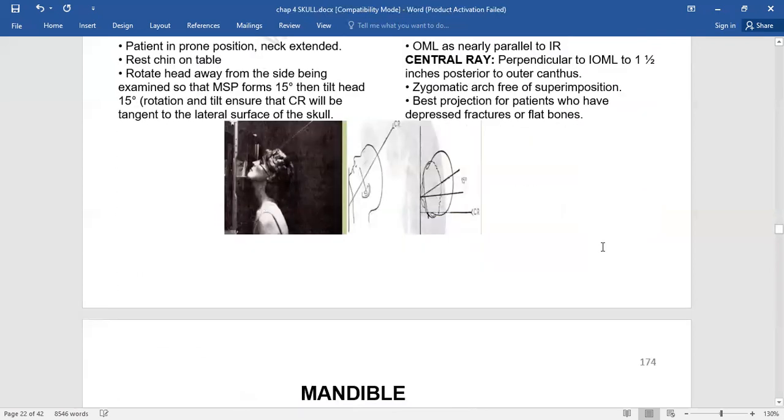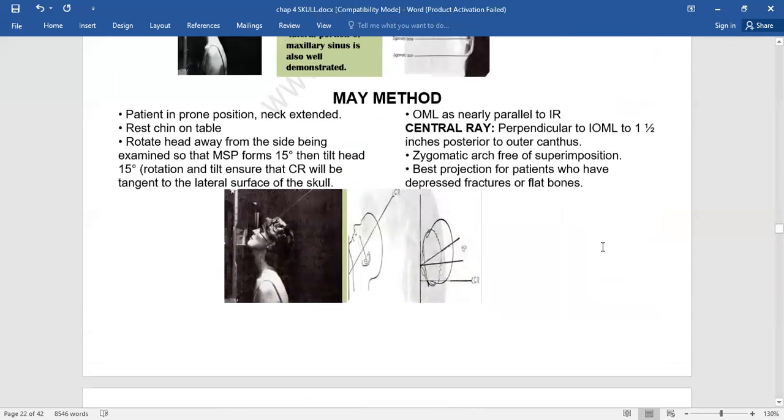Next is the May method. So May method, patient in prone position, neck is extended as you can see there sa ating picture. So chin is resting on the table, the head is rotated to the side being examined so that the MSP forms 15 degrees. Then the head is tilted also 15 degrees, tangent to the lateral surface of the skull. The OML, as nearly possible, parallel siya dapat sa IR. Central ray is perpendicular to IOML to 1.5 inches posterior to outer canthus.